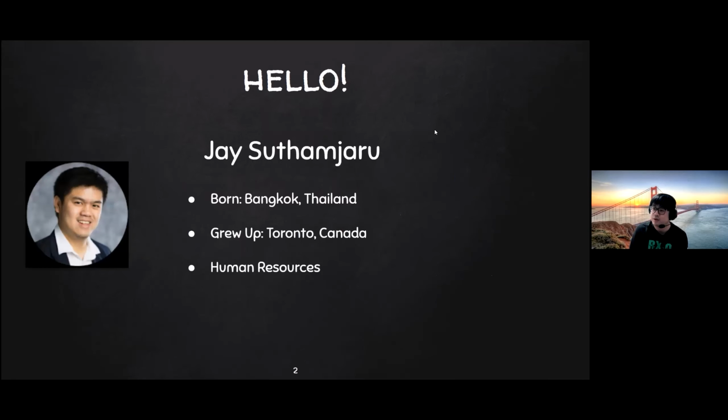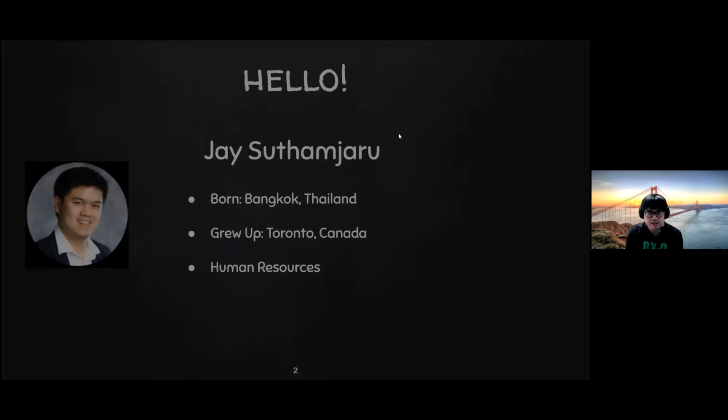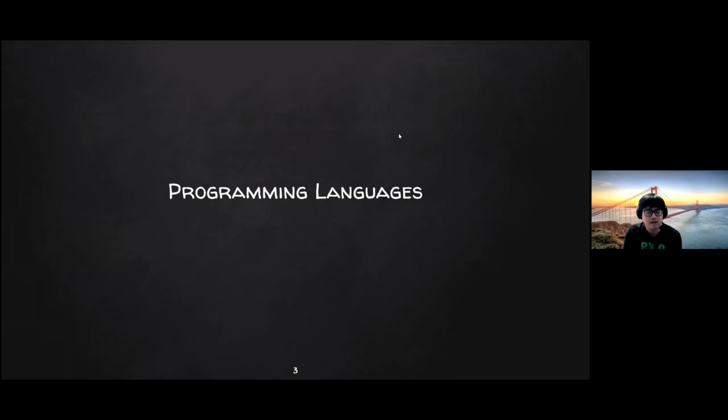Now, before we begin, just a little bit about myself. My last name is Suthamjaru. It is Thai, and I was born in Bangkok, and I moved to Canada when I was very young, and I grew up there. I only came to Japan 2 years ago, and I came here with a human resources background and was teaching English for a while and decided to pick up coding. And that's why I'm here. So let's just jump right in.